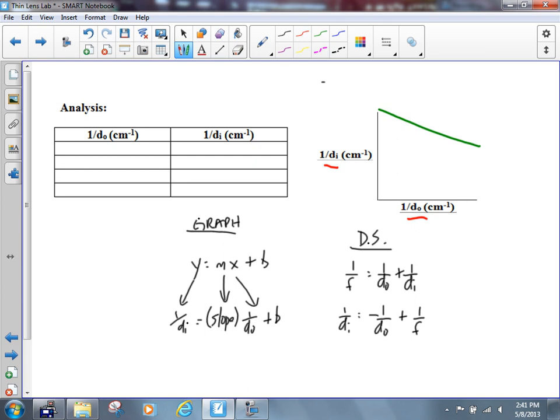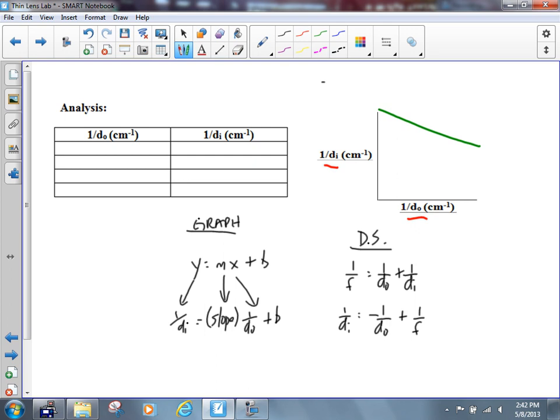I want the one from our data sheet to look as much as possible like the one from our graph. If I'm saying 1 over di is equal to something times 1 over do from our graph equation, then I want to say 1 over di is equal to something times 1 over do from our data sheet equation. I want to put it in the same order. I don't have to. It's not wrong to change the order of this, but it's easier to see what you're looking for if you put it in the same order.